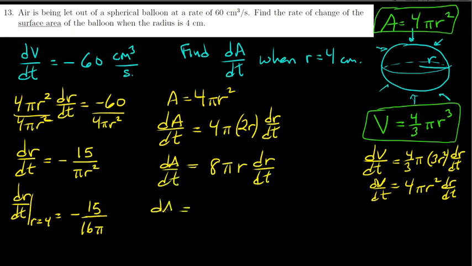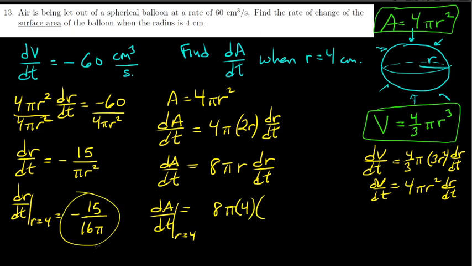So now we just plug in the numbers, right? We plug in r is equal to 4. So this is 8 times pi times 4 centimeters, right? And then the derivative of r, well, that's this number here. So plug that in here, and we get negative 15 over 16 pi. Again, the pi's in the denominator. And that should do it.